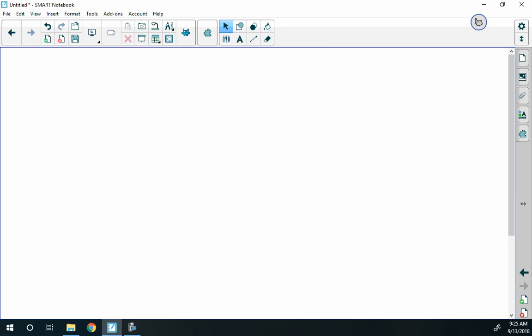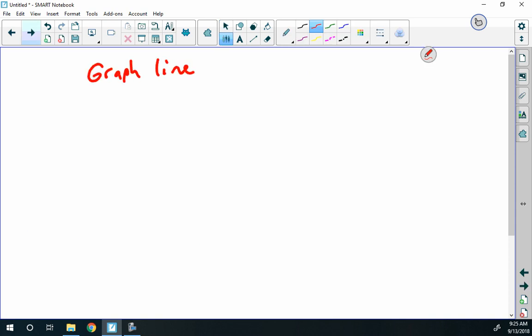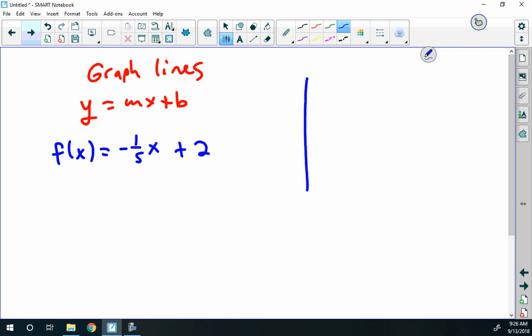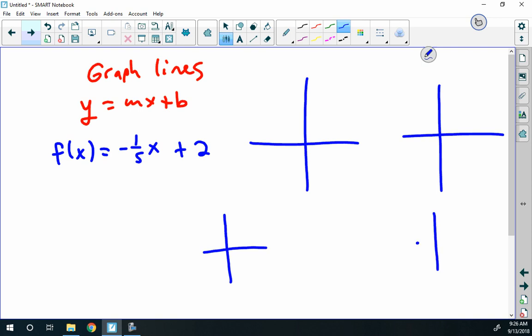Okay, the next item up for bids we need to talk about is graphing lines. Graph lines. The good news is on tomorrow's quiz, these are all multiple choice. The good news is on tomorrow's quiz, everything's given to you in slope-intercept form. Remember y equals mx plus b? They're going to tell you something like this. They're going to say, okay, hotshot, f of x equals negative 1/5 x plus 2. And they're going to give you 4 graphs, and you're going to have to pick the right one. And it should be really easy.